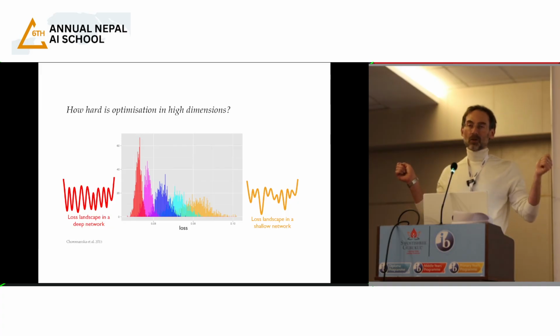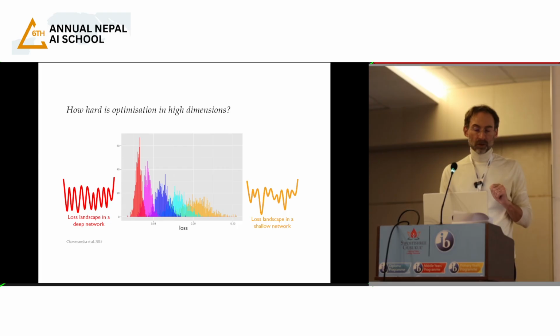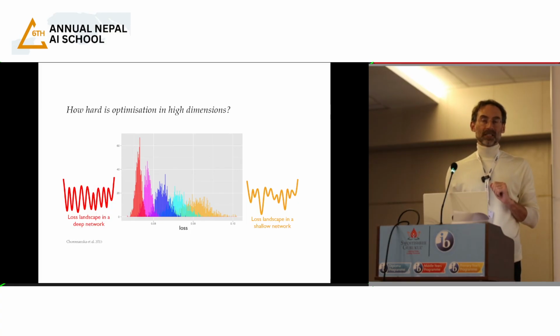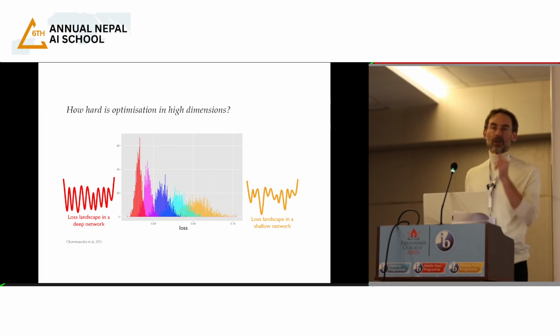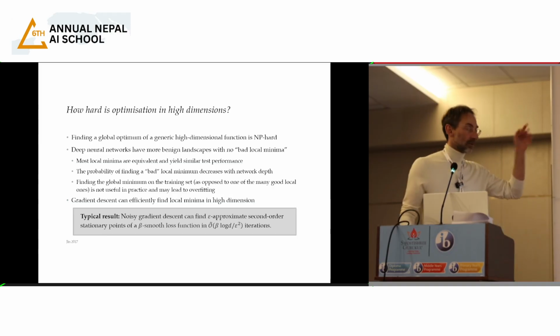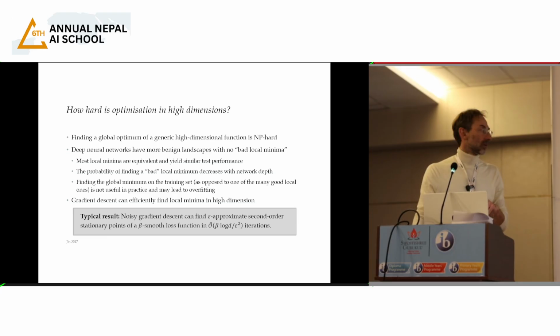But as you make the neural networks deeper, for example, the red one is 500 layers, you will see that the distribution of loss values becomes much sharper, and it has to do with the fact that the loss landscape looks more or less like this. All the local minima look more or less the same. Again, there are some statistical explanations why this is the case, but the bottom line is that this is not a problem.